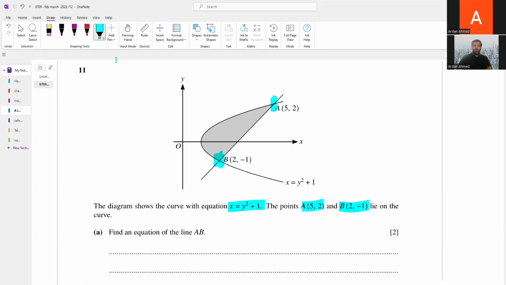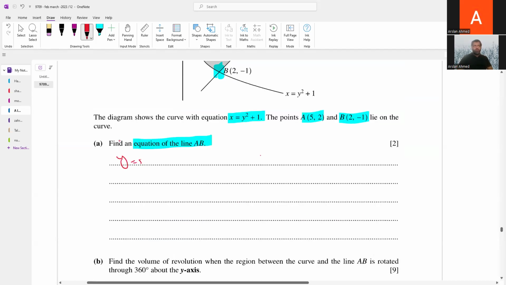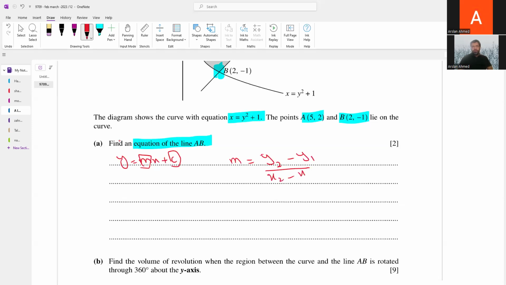Now we need to find the equation of the line, y equals mx plus c. In this equation, m is our gradient and c is our intercept. Now, what is m? Change in y over change in x, that is y2 minus y1 over x2 minus x1. This is x1, y1, and this is x2, y2. It is your choice which one you make x1, y1. The answer won't be affected.